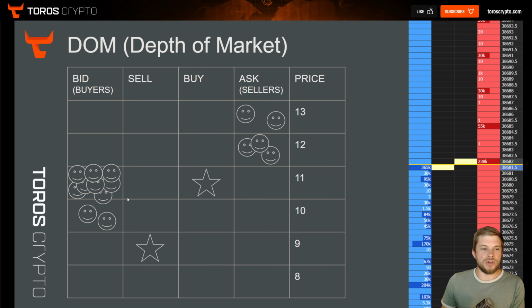Then this continues on. Okay, so you get one of these people on the bid side deciding then to go in and to buy at market, removing this seller here on the ask side.